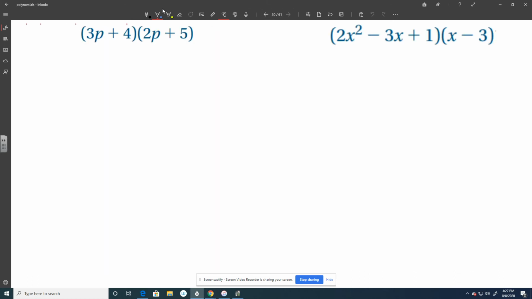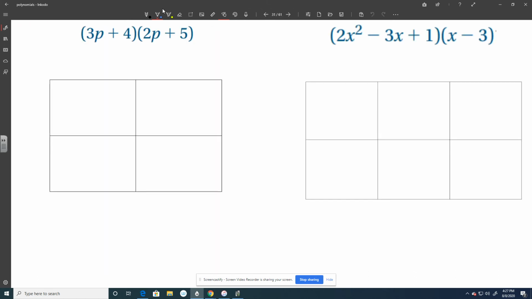All right. So let's do a couple more examples with the table. I've got 3p plus 4 times 2p plus 5. So 3p and a positive 4, and then 2p and a positive 5. So 3p times 2p, that's 6p squared. 3p times 5 is 15p. 2p times 4 is 8p, and 5 times 4 is 20.